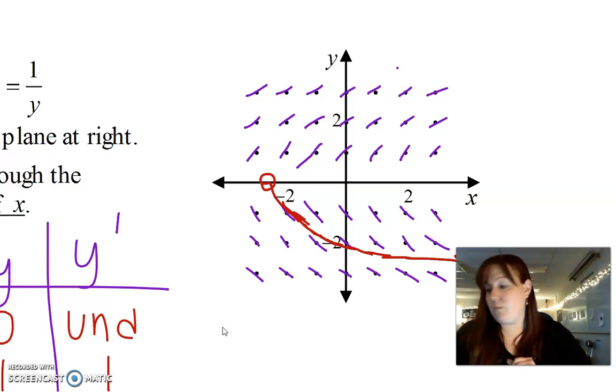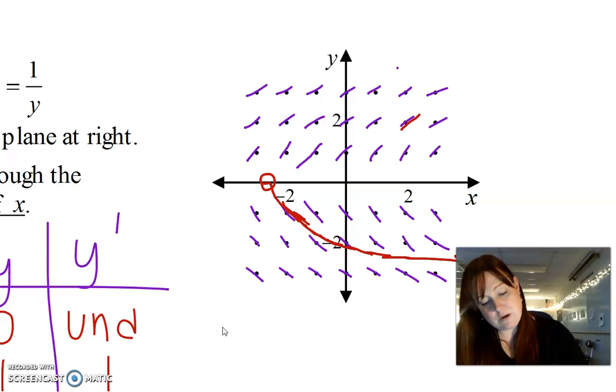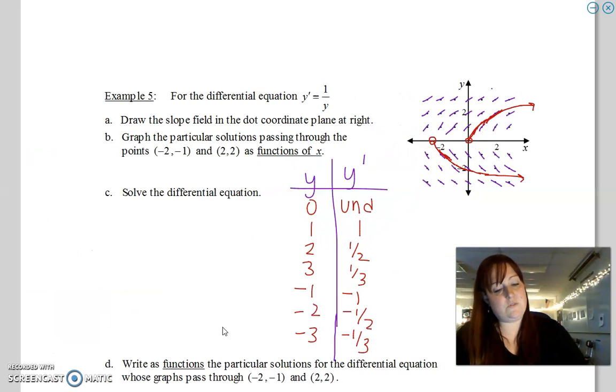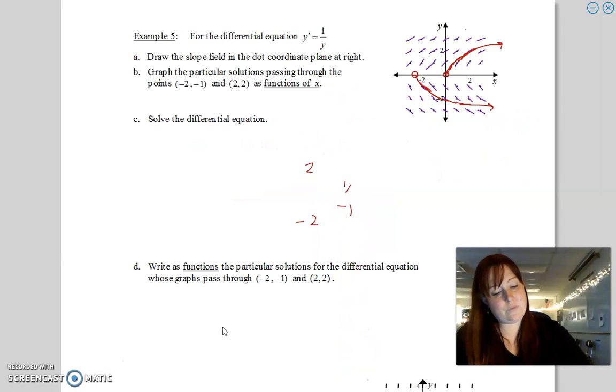Okay, and then we're going to go through the point 2, 2. So it's going to be here, so we're going to be parallel to this one, and then it's going to get more steep. And as we come this way, it's going to get more and more steep and get undefined right there. And then it's going to kind of taper off into a slower slope. So there we go.